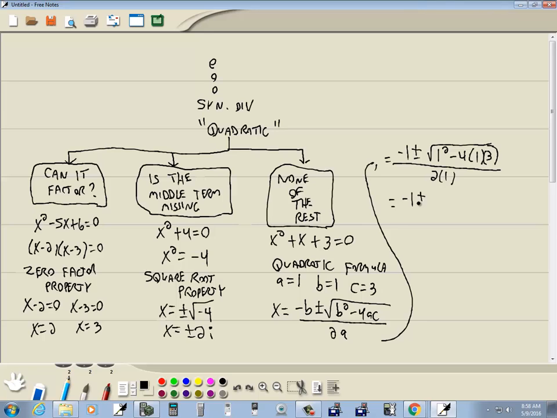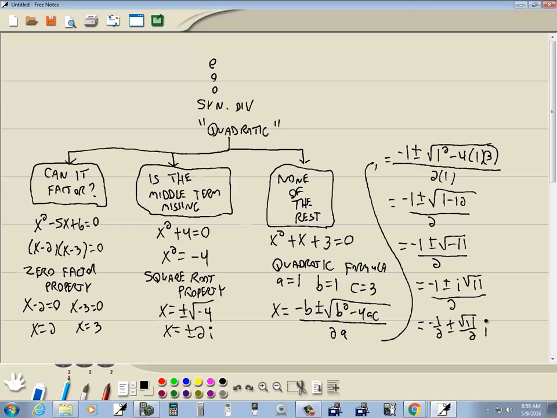And that gives us negative 1 plus or minus square root of 1 minus 12 over 2, which gives us negative 1 plus or minus square root of negative 11 over 2. Now remember, a negative inside of a square root gives you an i, so that's negative 1 plus or minus i square root of 11 over 2. And then to write it in standard form, you separate the real part from the imaginary. So this would be negative 1/2 plus or minus square root of 11 over 2 with an i to the side.